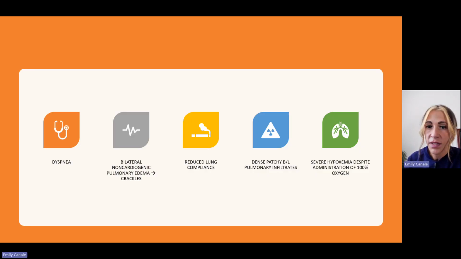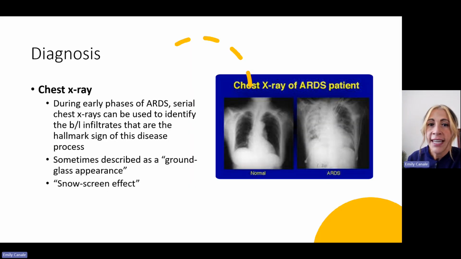Here again are the symptoms that you're going to see. You're going to see these dense, the snow screen effect is what we call it on the chest x-ray. So in the early phases, we really do serial, repeat chest x-rays to identify the bilateral infiltrates that are the hallmark sign of this disease process. So we always get a chest x-ray to be able to see those infiltrates. That is one of the keys.